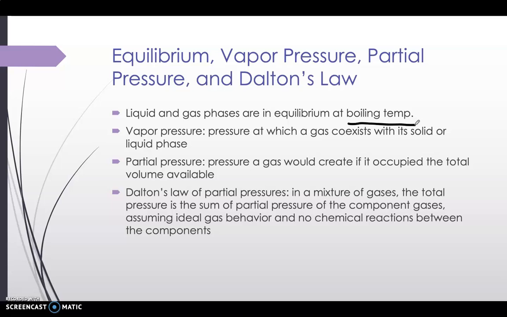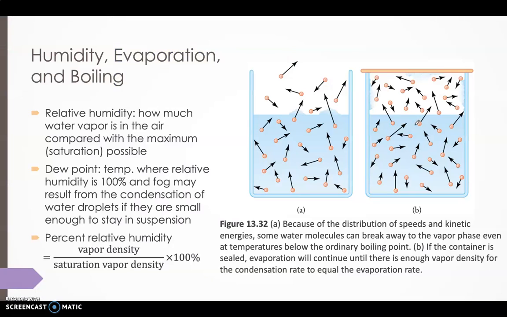then I wanted to mention Dalton's law of partial pressures. In a mixture of gases, the total pressure is the sum of partial pressure of the component gases, assuming ideal gas behavior and no chemical reactions between these components. Okay? All right. So I'm going to move on to this section in the next video.